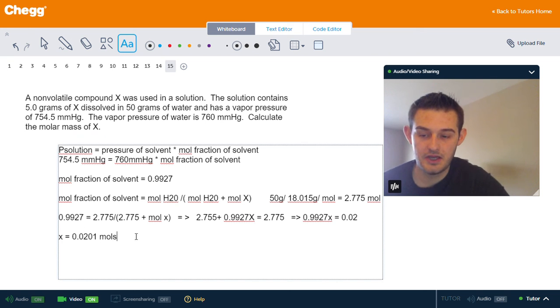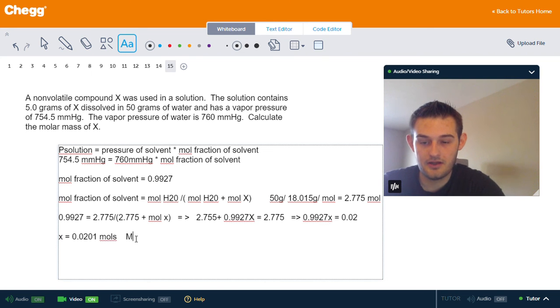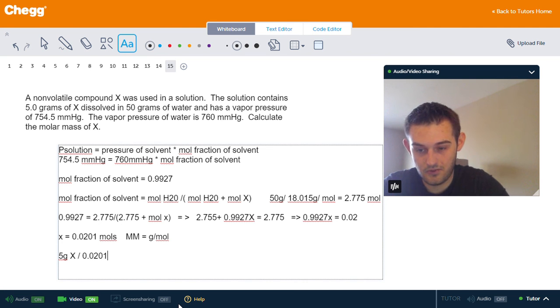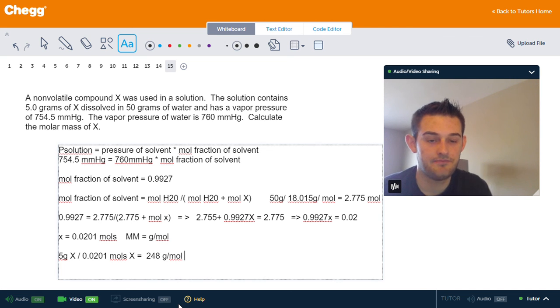Okay. So now I have the amount of moles of X, and it just wants us to solve for the molar mass. We know molar mass, abbreviated MM, is equal to grams per mole. And so I will take the number of grams that we had of X to start with, which is 5 grams. So 5 grams X, and then I will divide that by the moles of X, so 0.0201 moles X, and that will give me a final answer of 248 grams per mole of X. Okay, so really not too bad of a problem.